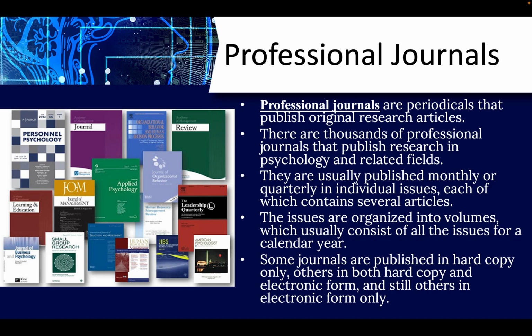The issues are organized into volumes, which usually consist of all the issues for a calendar year. Some journals are published in hard copy only, others in both hard copy and electronic form, and still others in electronic form only. When I did my dissertation in 2000, there were very few databases, so most of my research came out of the library. I had to go to the library to find all this stuff. So at that time, of course, we were looking for journals, and journals were published in hard copy.